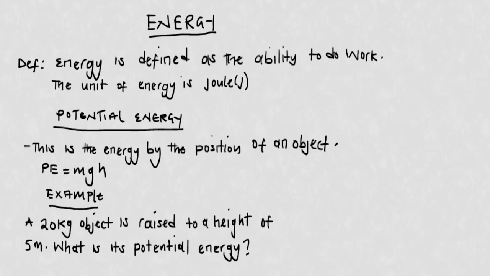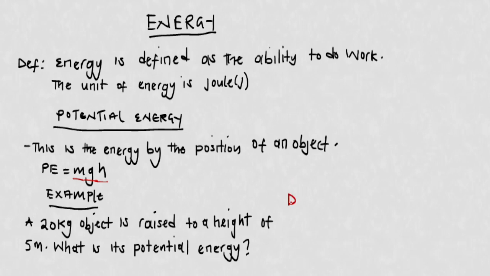So what is potential energy? Potential energy is the energy due to the position of an object. This is the energy that an object possesses when it is at rest. To calculate potential energy, you need the mass, the acceleration due to gravity, and the height. That is what is needed. Now let's look at an example. A 20 kilogram object is raised to a height of 5 meters. What is its potential energy?